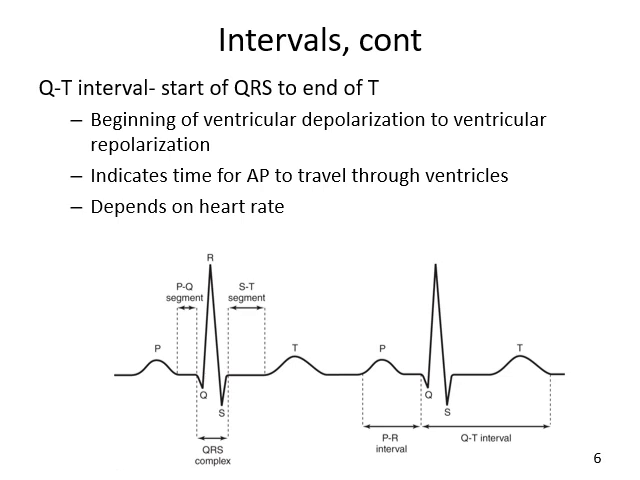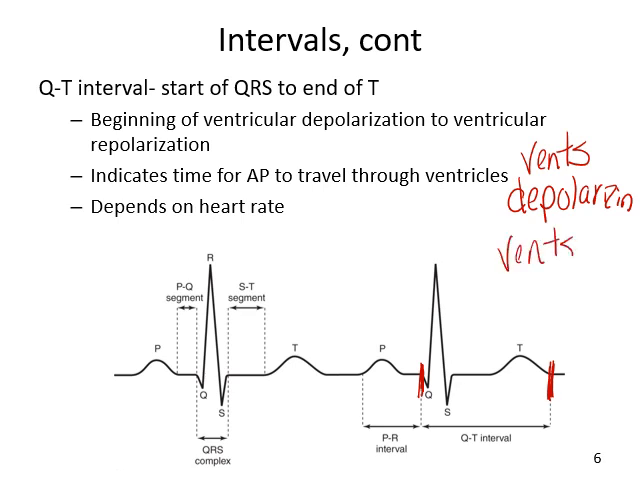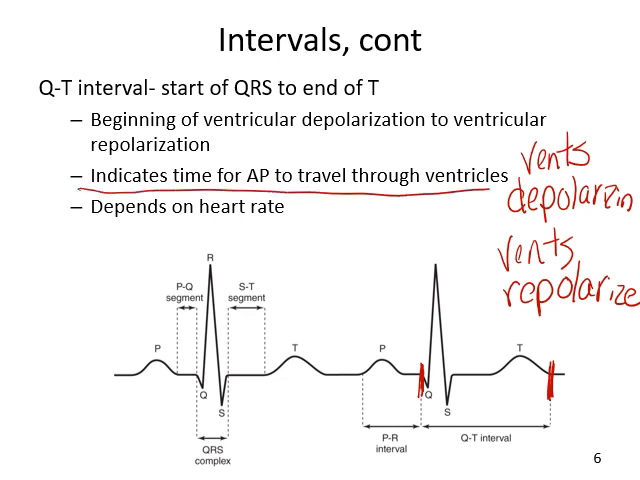The other one we think about is QT. So from the start of the QRS complex to the end of the T. And what's going on during there? So right at the beginning of QRS, our ventricles are depolarizing. And then they have the plateau, right? And then our ventricles repolarize. So that's the action potential going through the ventricles. So what this tells us is how long does it take for the action potential to get through the ventricles? This one especially varies a lot based on heart rate. So if your heart rate's faster, it'll be a little shorter.